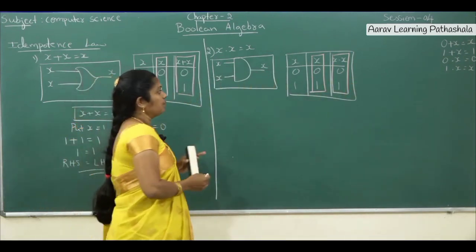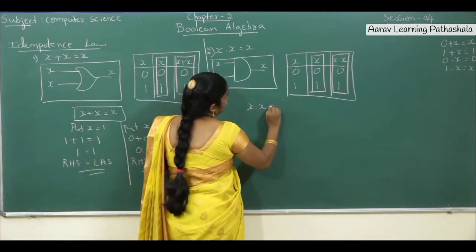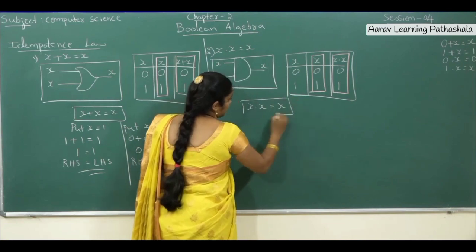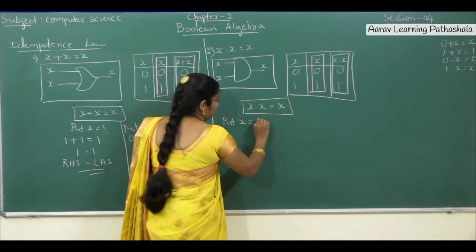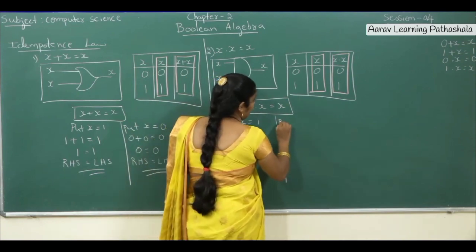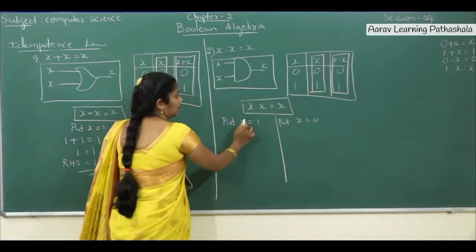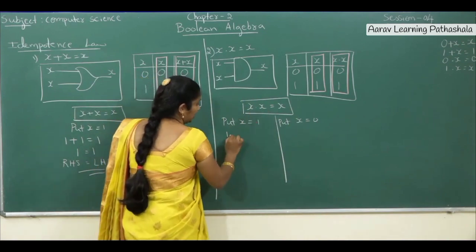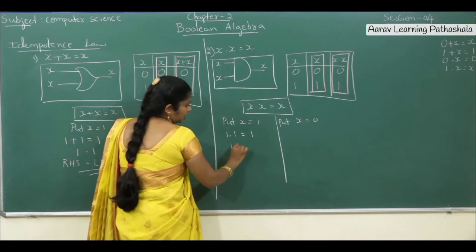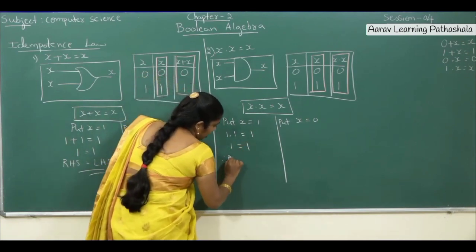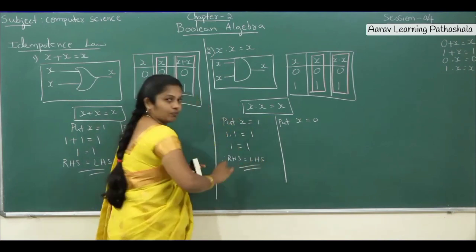Now, by using the perfect induction method, we will solve. That is, x into x equals x. This is our equation. Now, put x equals 1 one time, and another time put x equals 0. Then solve that. In the place of x, write down 1. 1 into 1 equals 1. 1 into 1 is 1 only. That is equals 1. Therefore, right hand side value equals left hand side value.